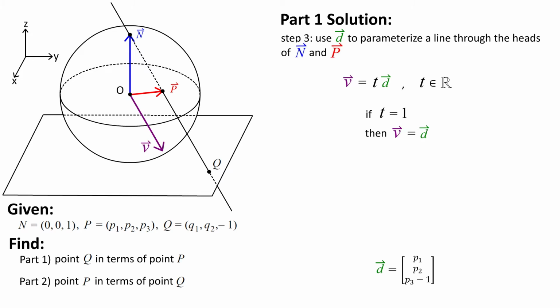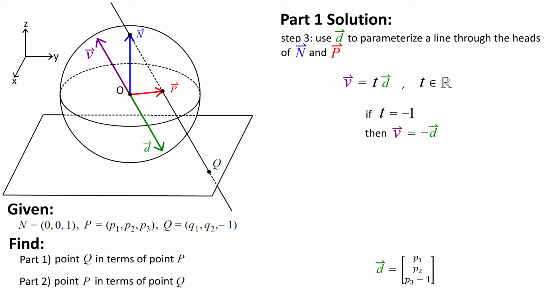For example, if we let t equal 1, vector v would equal vector d. What this does is it takes vector d and scales it by a factor of 1. If we let t equal 2, vector v would equal 2 times vector d. We now have vector d scaled by a factor of 2. Likewise, if t equals 3, vector v would equal 3 times vector d. Now, if we let t equal -1, vector v would then be the exact opposite of our original direction vector.